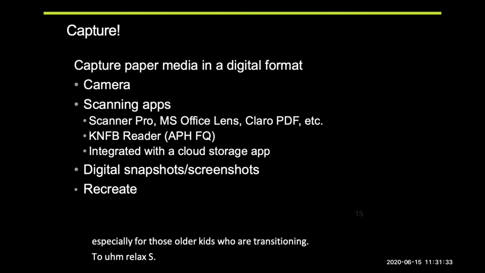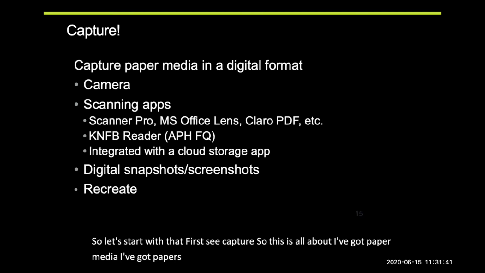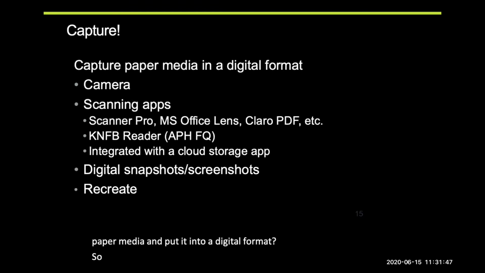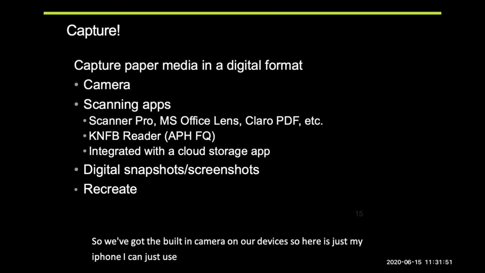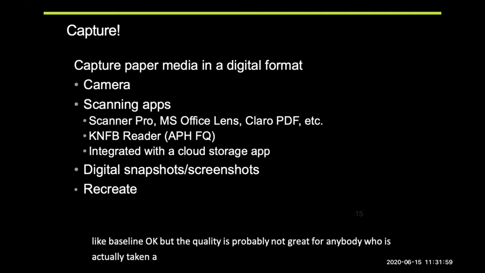Okay, so let's start with that first C, capture. This is all about, I've got paper media, I've got papers, I've got books. How do I capture that paper media and put it into a digital format? So we've got the built-in camera on our devices. Here's just my iPhone. I can just use my camera and snap a picture of a page. Sure, that's baseline, okay, but the quality is probably not great for anybody who's actually taken a photo of a piece of paper instead of scanning it.